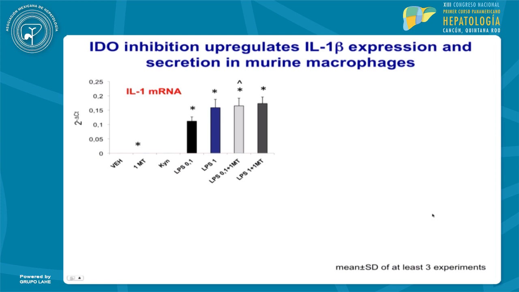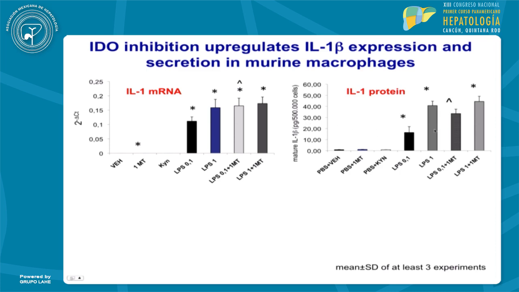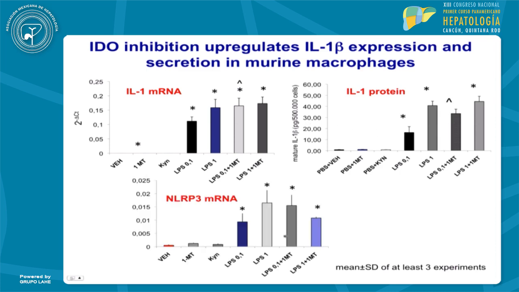Going in vitro, we looked at the macrophages again, and if you compare this black column with the light gray column, these are macrophages that have been challenged with submaximal doses of lipopolysaccharide. And as you can see here, if you treat the macrophages with the inhibitor 1-methyltryptophan, you obtain a significantly higher expression of IL-1, increased secretion of IL-1 protein, and increased expression of NLRP3, that is the molecule that characterizes this inflammasome. So in this study, we are establishing a novel crosstalk between the IDO pathway and the inflammasome pathway.